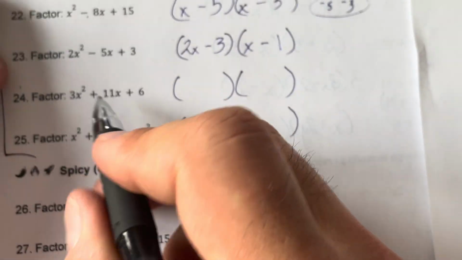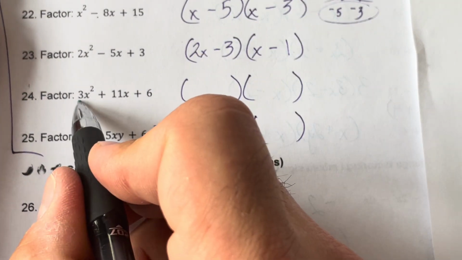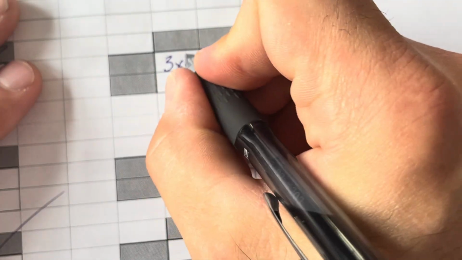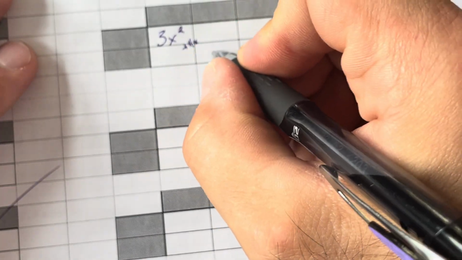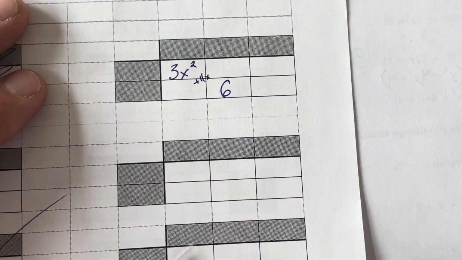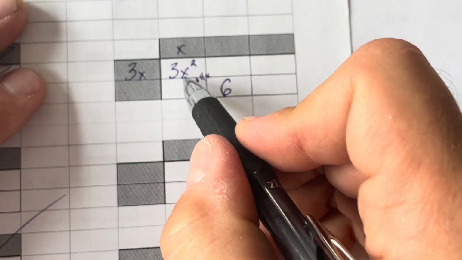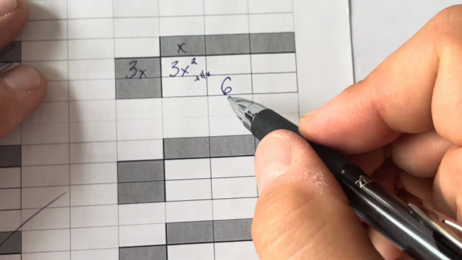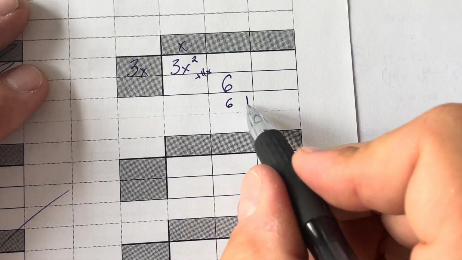Okay, looking at this one, 3, 11, and 6. And 11 is not divisible by 3, so I can't pull anything out. But again, 3x squared, a positive 11x, and a positive 6. When I look at this, it's probably going to be a 3x and an x to make 3x squared. And to get a 6, it could be a 6 times a 1, a 6 and a 1.